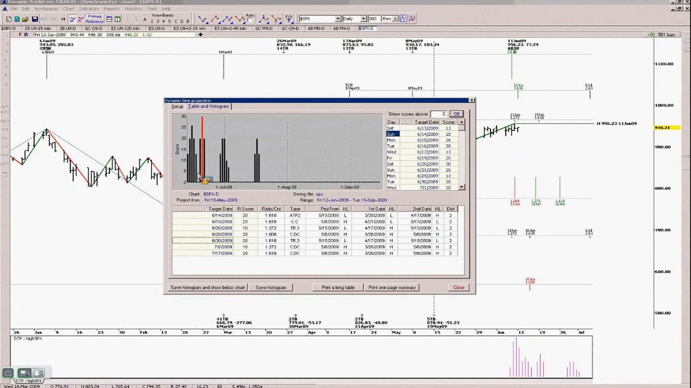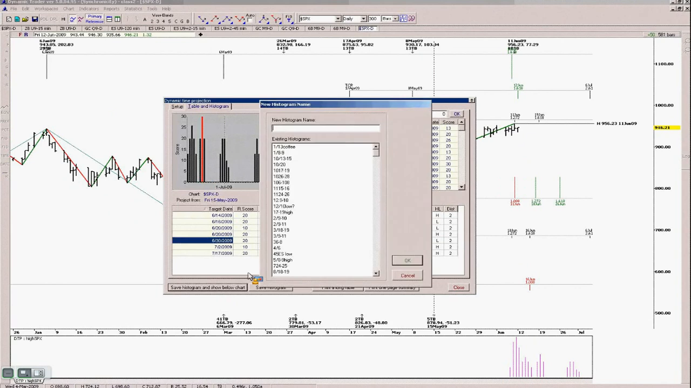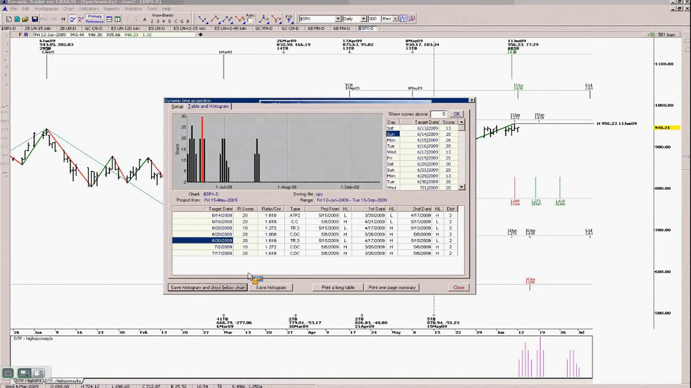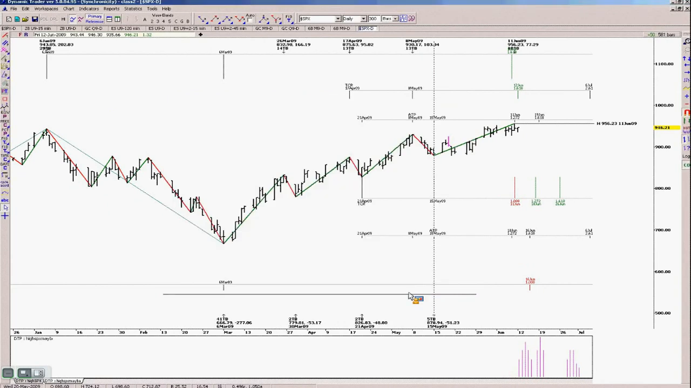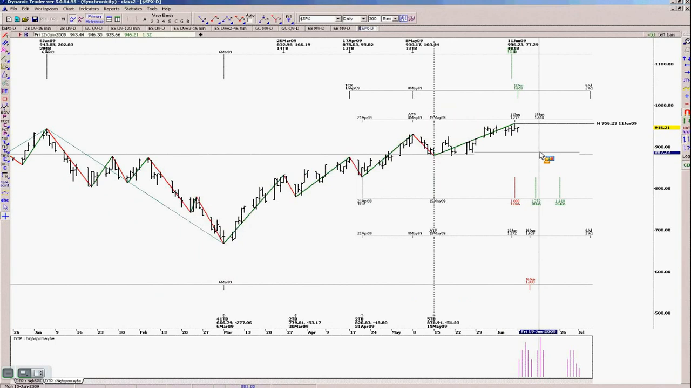Okay, here I just ran time cycles, making the assumption that we're going to make a new high, and then I'm going to save the histogram below the chart and see what that says. So let's see how it looks. This next histogram also, well, actually, here's the standout bar on the 15th. There's another one right around the 19th. That kind of overlaps those cycles that I did by hand.